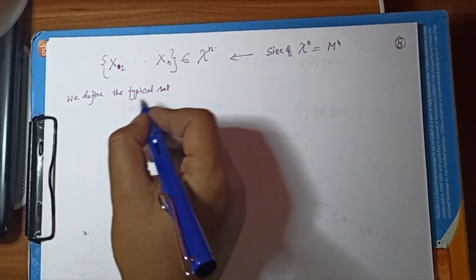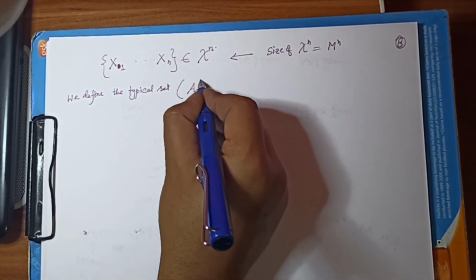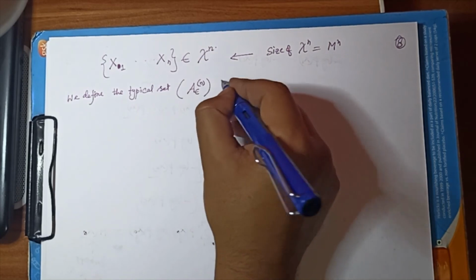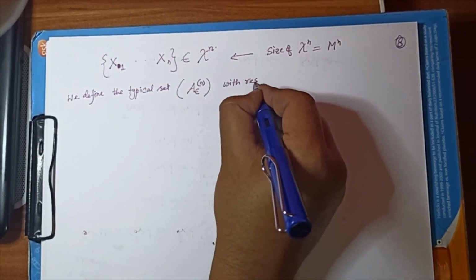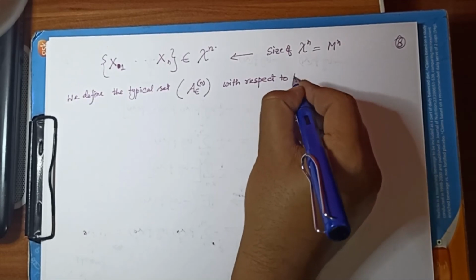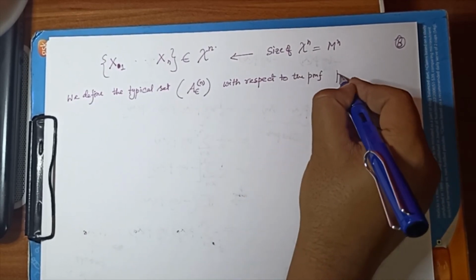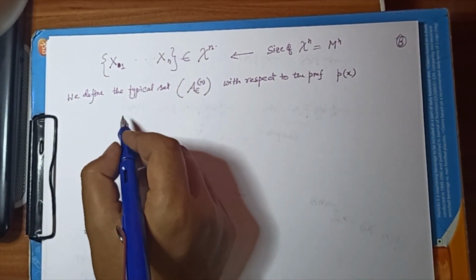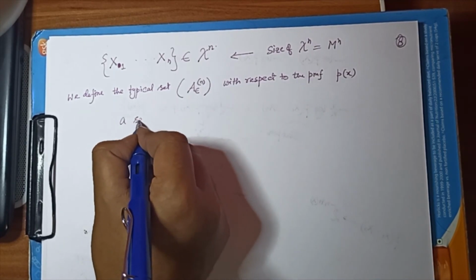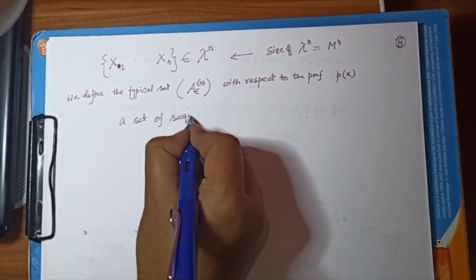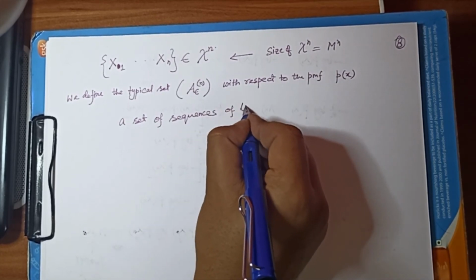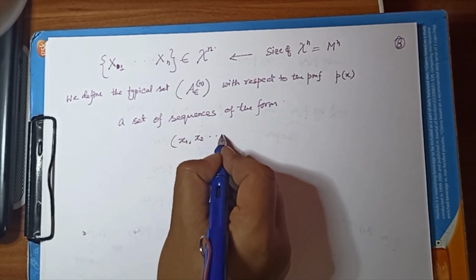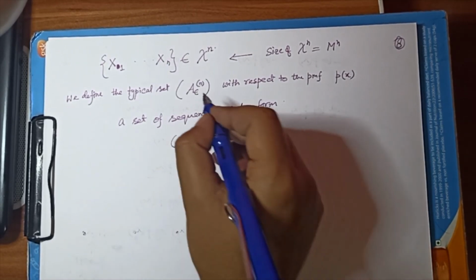And we name it the typical set, A epsilon n. This is how I say the typical set with respect to the probability mass function, the PMF, which is Px. Then this is basically a set of sequences of the form x1, x2, ..., xn, and they belong to this set.